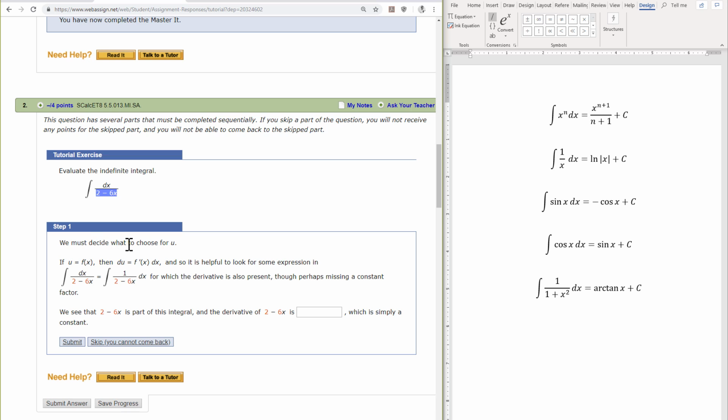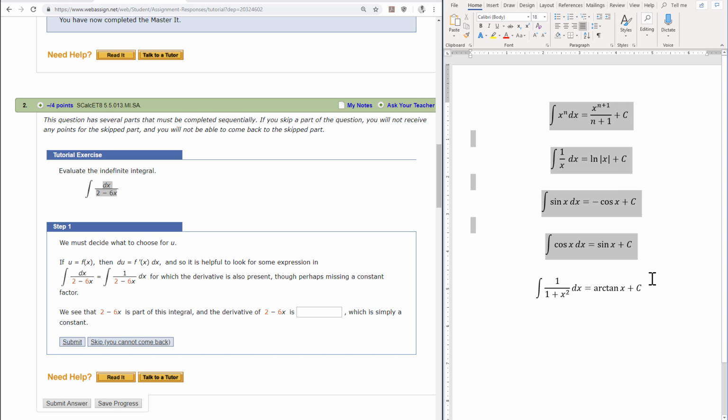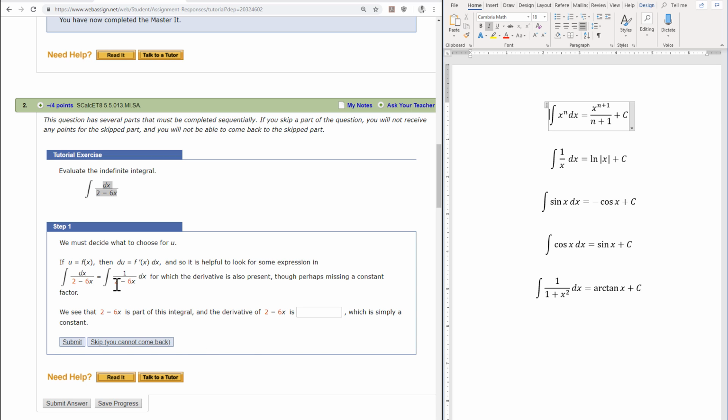We must decide what to choose for u in our u substitution, because this is not one of our regular antiderivative functions. So what we want to do is simplify it enough so that it looks like one of our basic functions. Here's a small list of basic functions, and if we can make it look like that with a u instead of an x, that would be great.